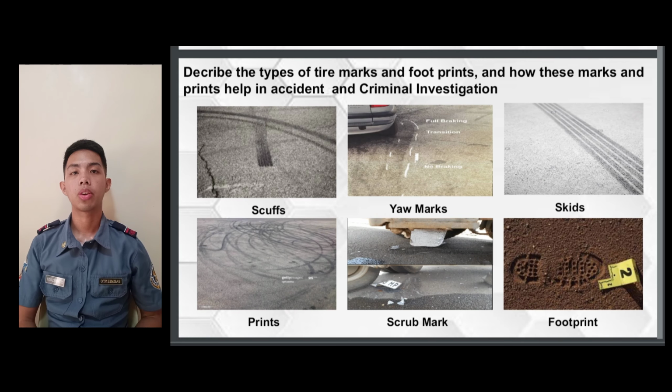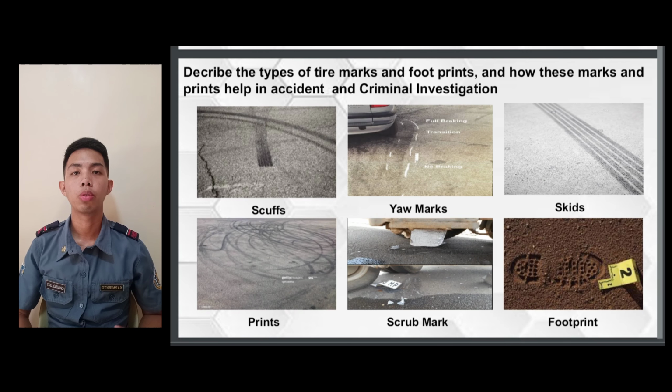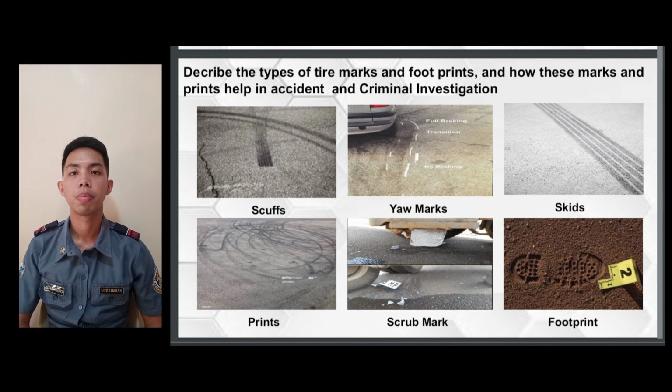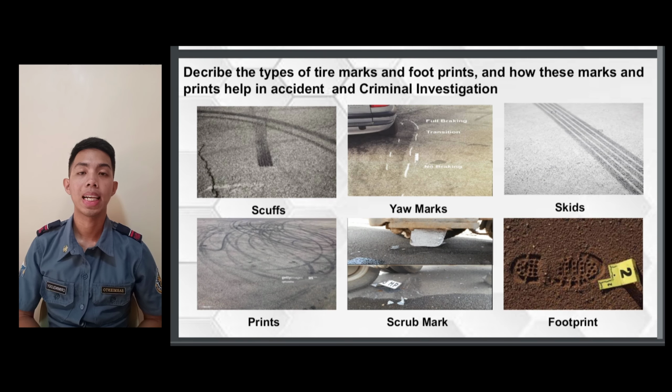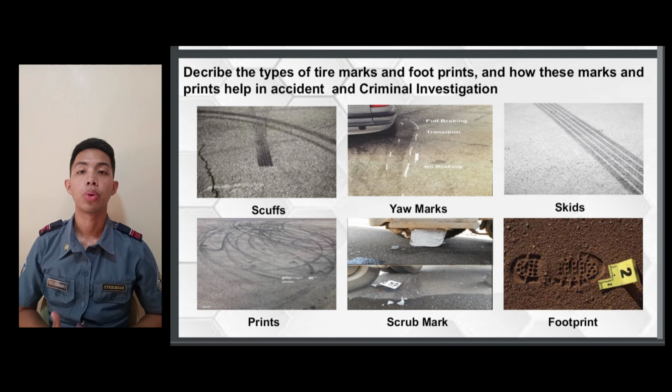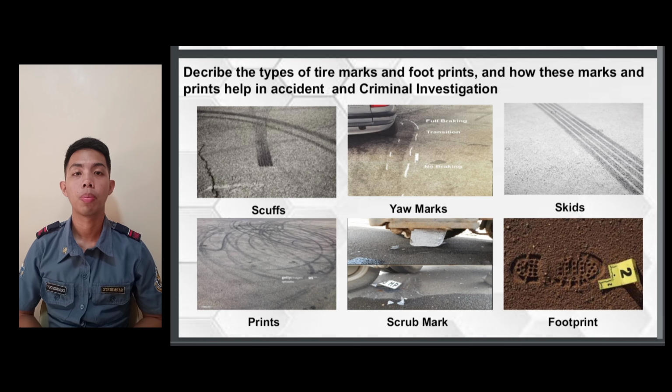Next, slide 5 describes the types of tire marks and footprints and how these marks and prints help in accident and criminal investigation. Types of tire marks: scuffs, made by a rotating and yawing vehicle, a vehicle accelerating, or a flat tire. Yaw marks are made by a tire that is rotating and sliding sideways, parallel to the wheel's axle, also referred to as a side slip or critical speed scuff mark.